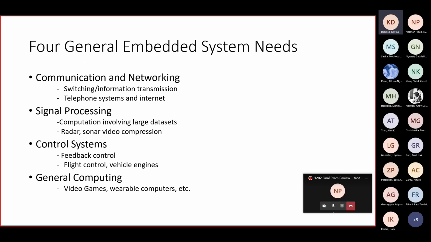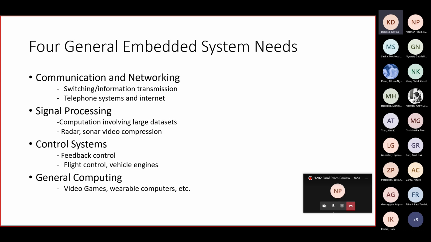4 general embedded system needs: communication and networking. You got chips in your phones that do stuff like that. Switching and information transmission. Telephone systems and internet, kind of obvious. Signal processing, that's fun. Computation involving large data sets, like the Bode plots, that is signal processing. Radar, sonar, and video compression. Yeah, you know that already.